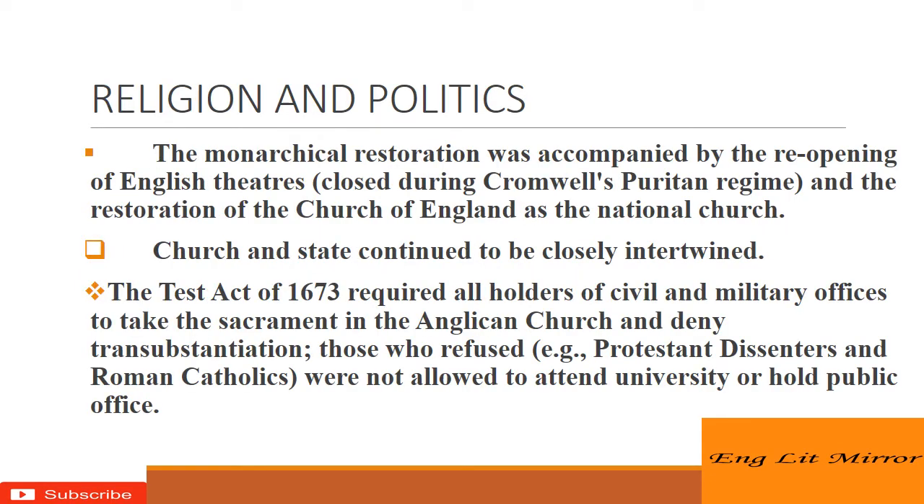The monarchical restoration was accompanied by the reopening of English theatres closed during Cromwell's Puritan regime, and the restoration of the Church of England as the national church. Church and state continued to be closely intertwined. The Test Act of 1673 required all holders of civil and military offices to take the sacrament in the Anglican Church and deny transubstantiation. Those who refused, for example Protestant dissenters and Roman Catholics, were not allowed to attend university or hold public office.